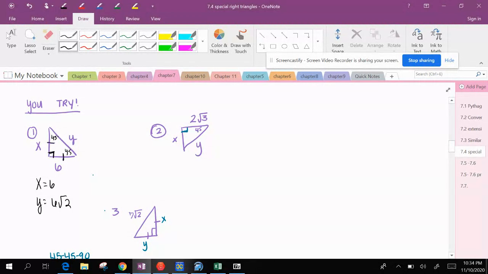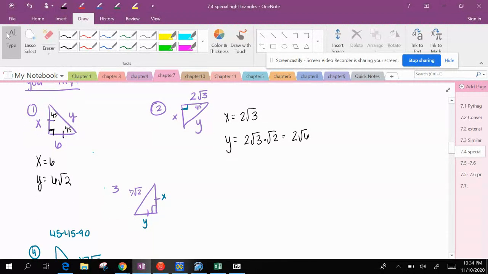What about number 2? Find x and y. X is the same side as the other one, 2 radical 3, and y will be 2 radical 3 times radical 2, which is 2 radical 6. Number 3, find x and y. So x and y are the same length, and they're both going to be 7 because I'm backtracking, so I have to divide by radical 2.